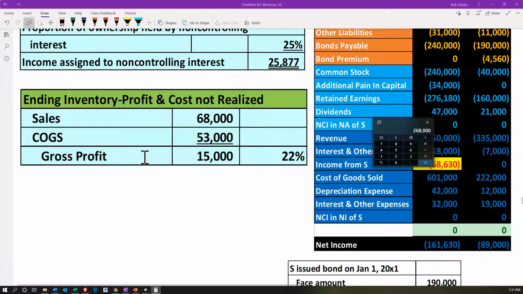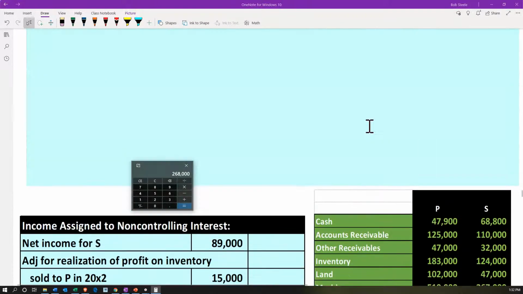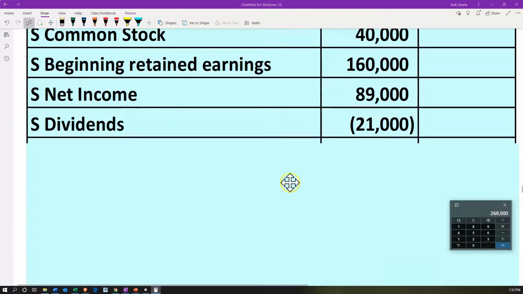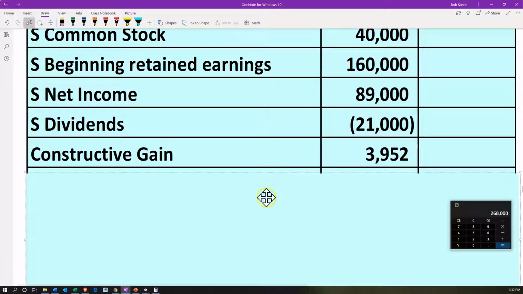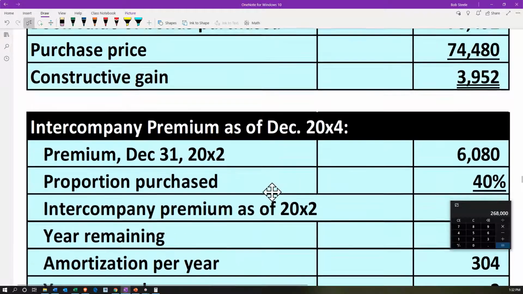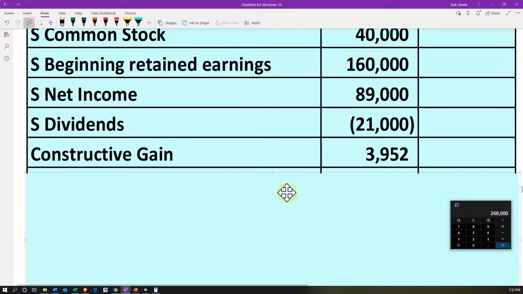Now you would think you would take that $268,000 and just take the 30% proportion applied to the non-controlling interest. But of course, we're going to have some adjustments that we will need to do for the consolidation process. So it's not that easy. The next thing that we're going to include here is the constructive gain. Now we calculated the constructive gain up above at that 3,950, which we calculated up here. So we're going to take that into consideration. We're going to have to include that.